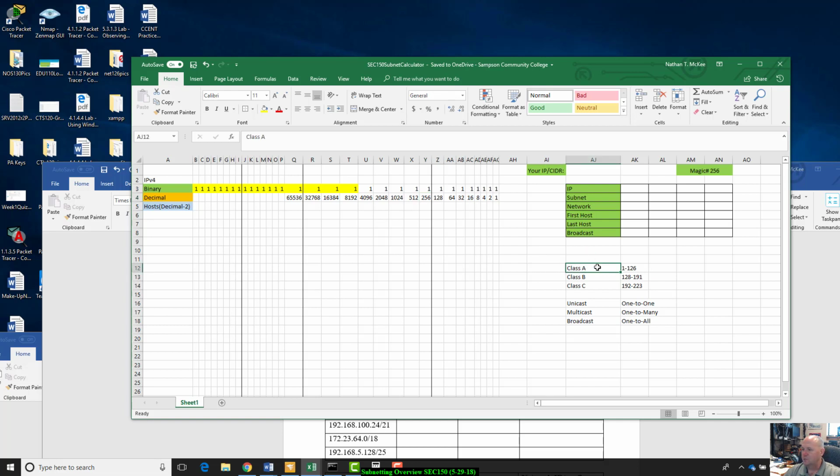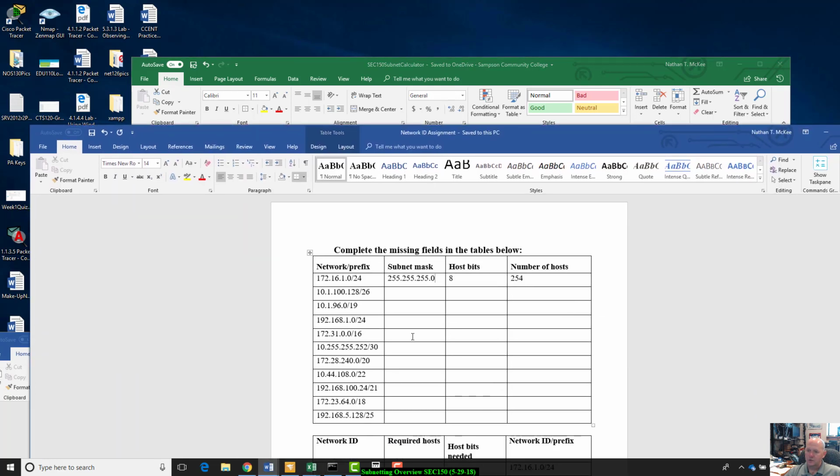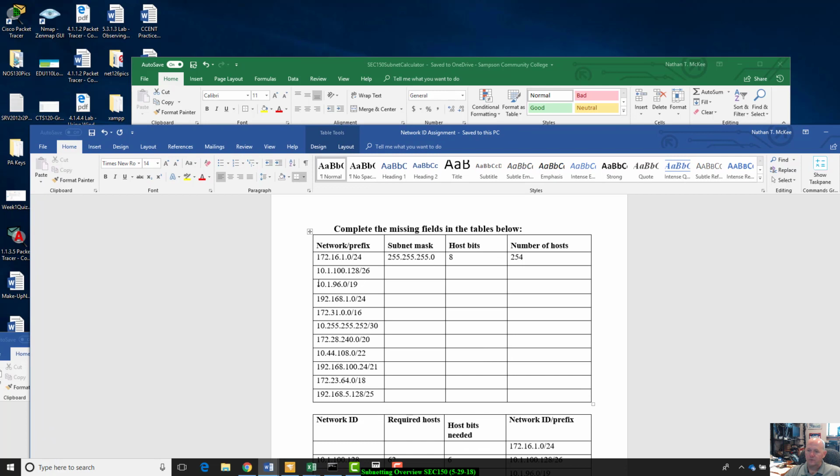I've just put on here Class A: IP addresses 1 through 126, and then Class B is 128 through 191. 127 is not here because that's your local address, and then 192 through 223 is your Class C address. Now that's classful addressing. Some of these questions are not classful.